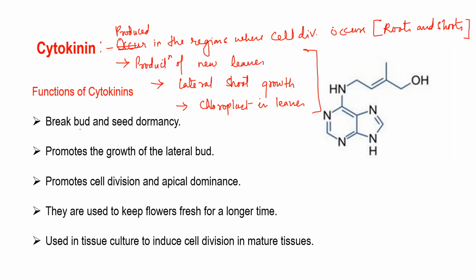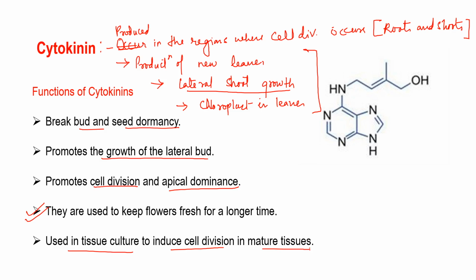So it breaks bud and seed dormancy. It promotes the growth of the lateral bud, which I have mentioned you here, lateral shoot growth as well as lateral bud growth. Okay. It promotes cell division and apical dominance. They are used to keep flowers fresh for a longer time. Okay. So from here you will get a question. It's an important part. It's also used in tissue culture to induce cell division in mature tissues.